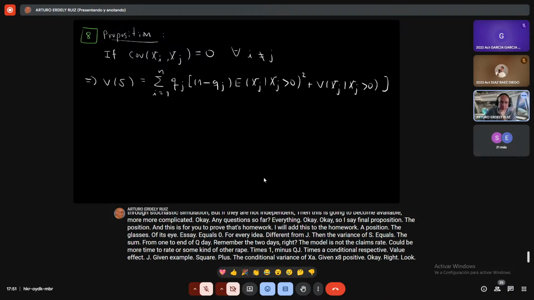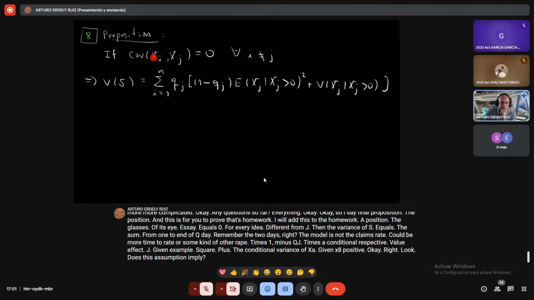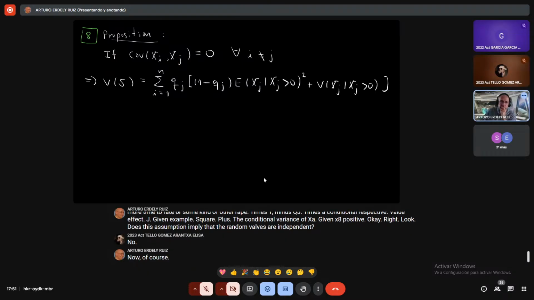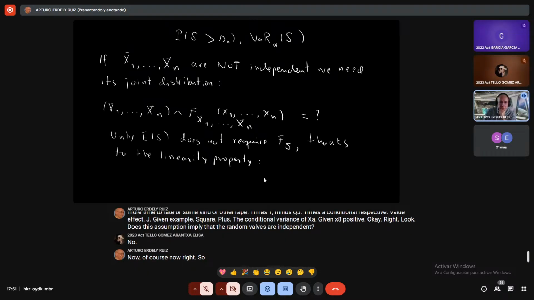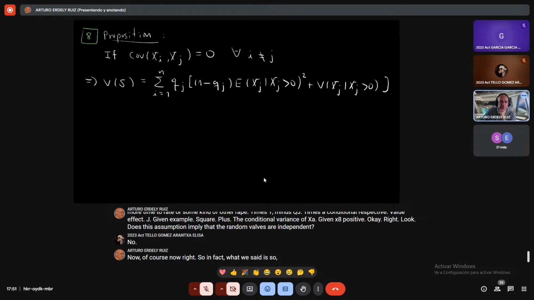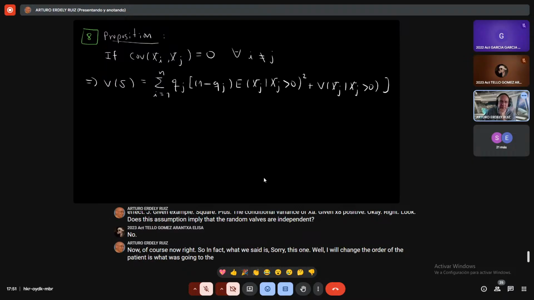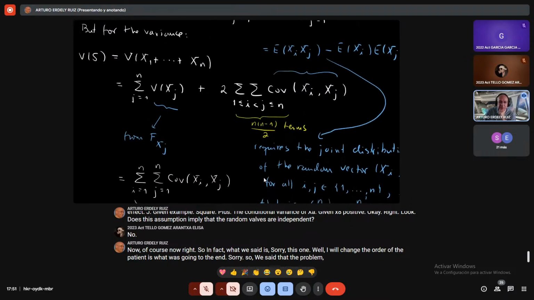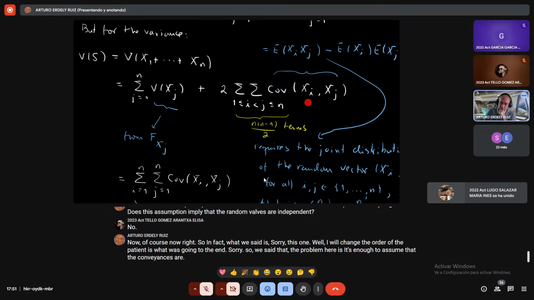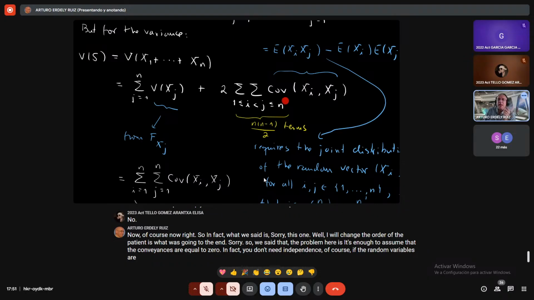Look, does this assumption imply that the random variables are independent? No. No, of course not, right? So, in fact, what we said is, sorry, this one, well, I will change the order of the page. This one was going to the end. Sorry. So, we said that the problem here is it's enough to assume that the covariances are equal to 0. In fact, you don't need independence. Of course, if the random variables are independent, automatically the covariances are all equal to 0, right?